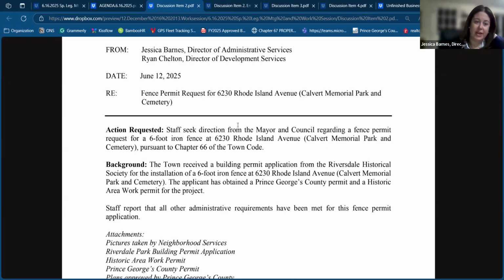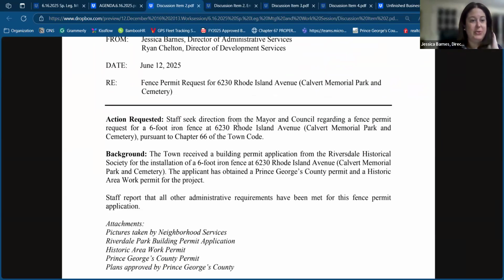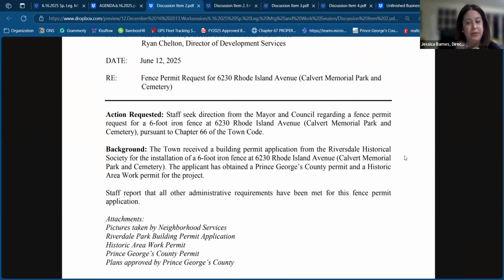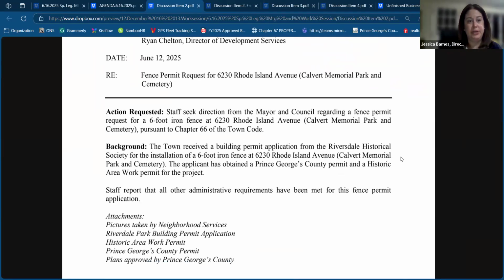Good evening again, Mayor Inyang and members of the council. This is a fence permit for Calvert Memorial Park and Cemetery. We've been working with the applicant, Patrick Gossett of the Riversdale Historical Society. This is a 6-foot iron fence located along the perimeter of the cemetery, so along East-West Highway and the properties that are adjacent to the cemetery.